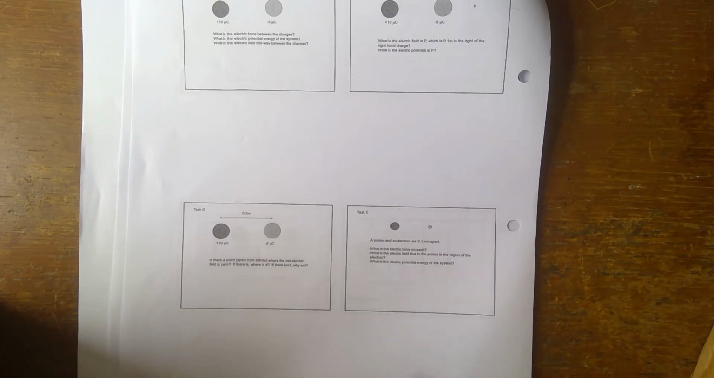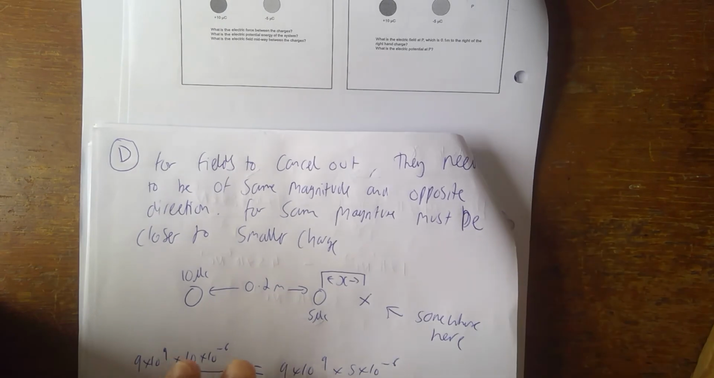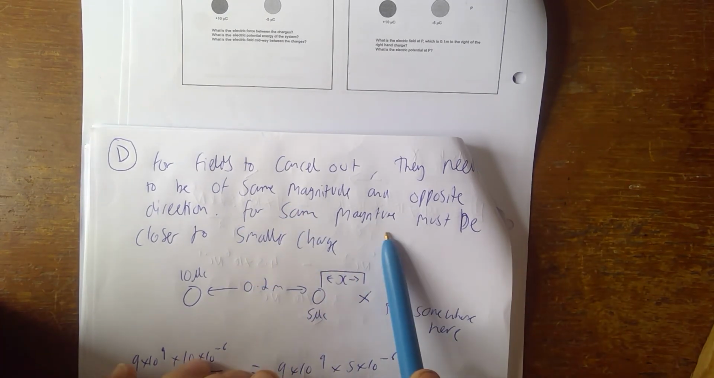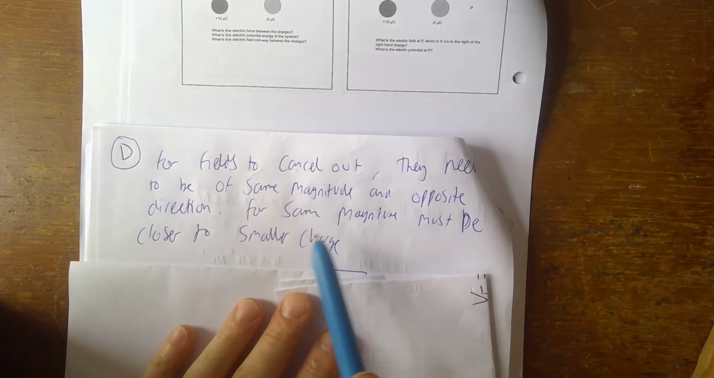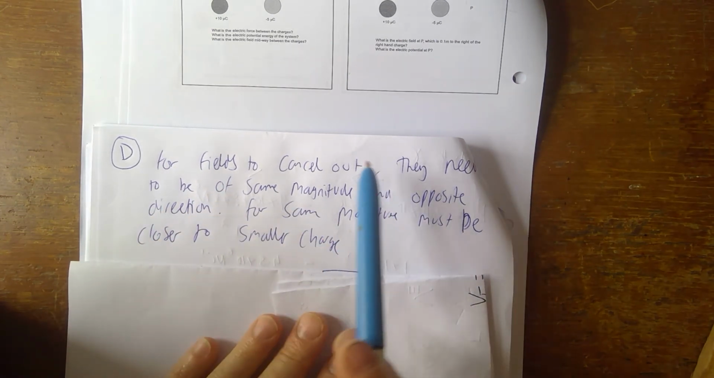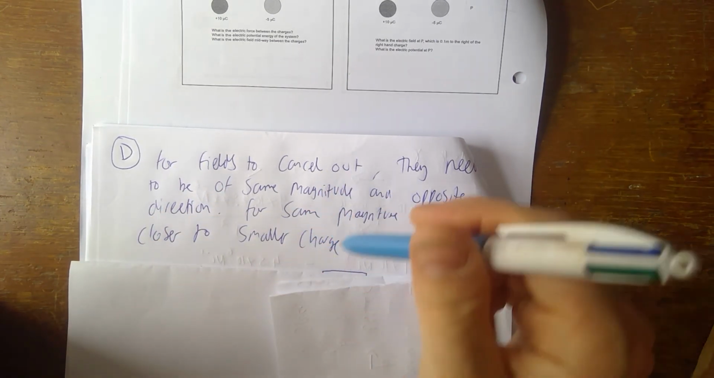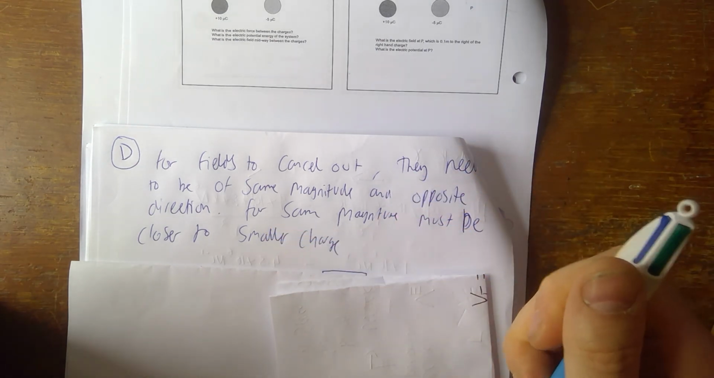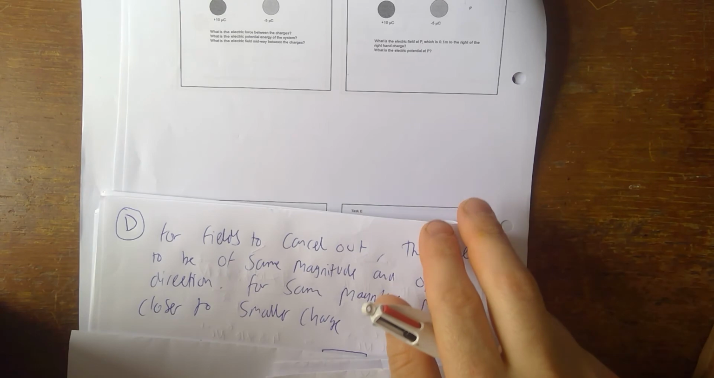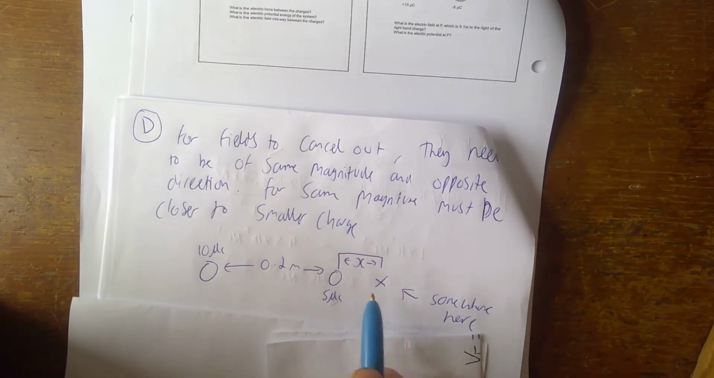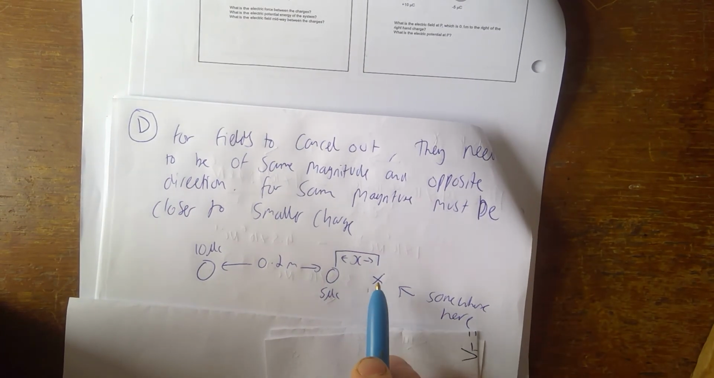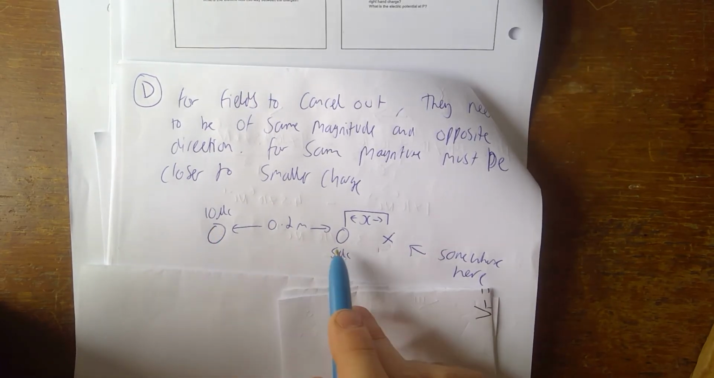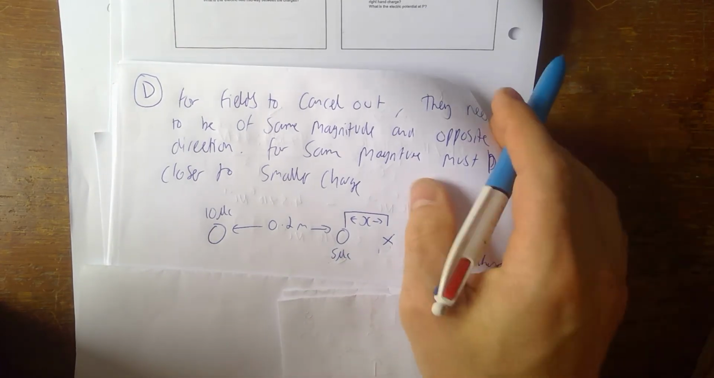All we would need for the fields to cancel out is for them to be of the same magnitude but the opposite direction. Now, for the magnitudes to be the same, we must be closer to the smaller charge. That's telling me the point must be here somewhere over to the right. There's your 10 microcoulombs, there's your 5 microcoulombs.